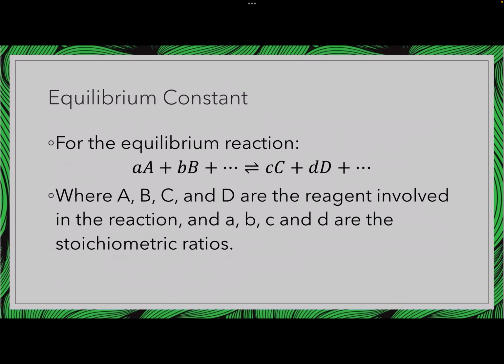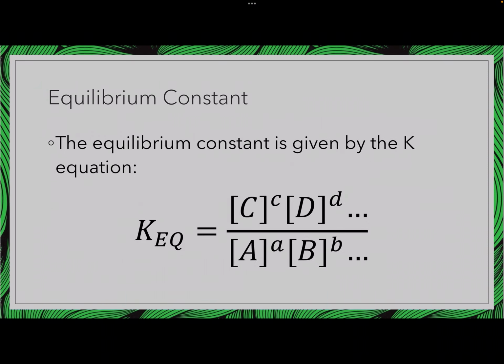So, for an equilibrium reaction with a moles of molecule A plus b moles of molecule B plus and so on, which is in equilibrium with c moles of compound C and d moles of compound D. So our capital A, B, C, and D are our reagents. The little a, b, c, and d are our stoichiometric ratios. Now for that reaction, what our K expression looks like is this.